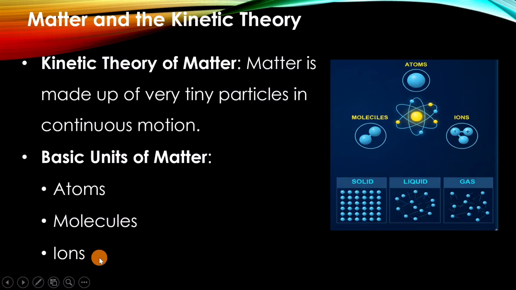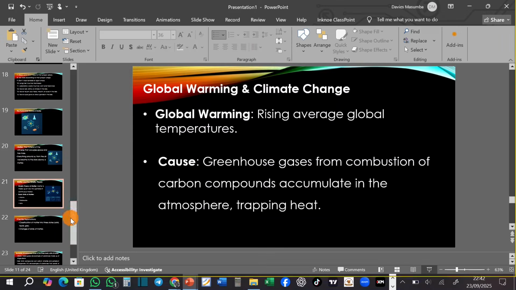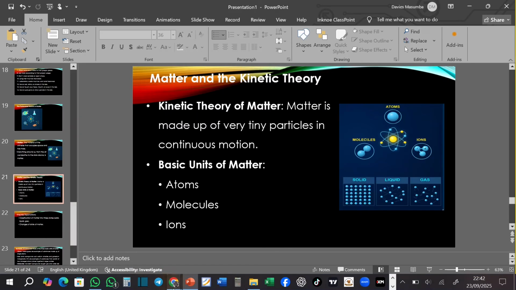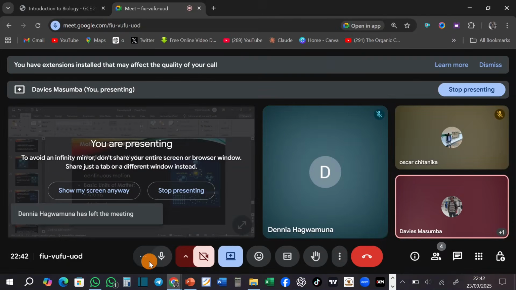So as of now we have understood the composition of matter, when chemistry is said to be the study of the composition of matter. If we were asked what is the composition of matter, we can say that according to the kinetic theory, matter is made up of very tiny particles in continuous motion. And these tiny particles are basic units of matter. They are the ones that build up matter.